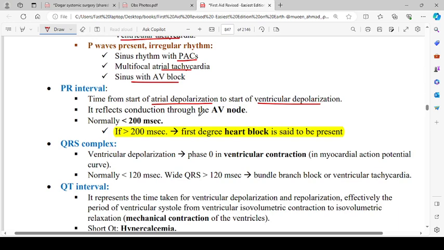PR interval: time from start of atrial depolarization to start of ventricular depolarization. It reflects conduction through the AV node. Normally, it is less than 200 milliseconds. If it is more than 200 milliseconds, first degree heart block is said to be present.